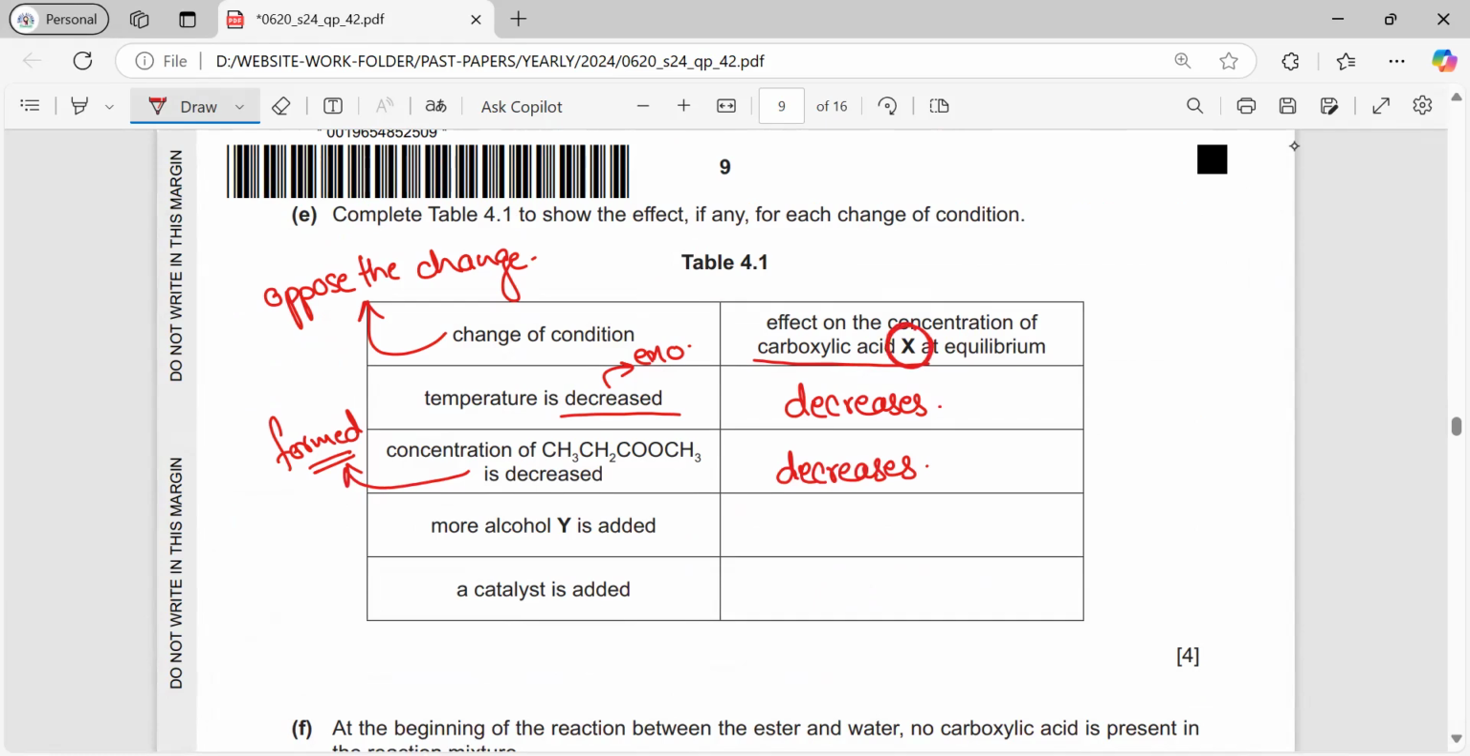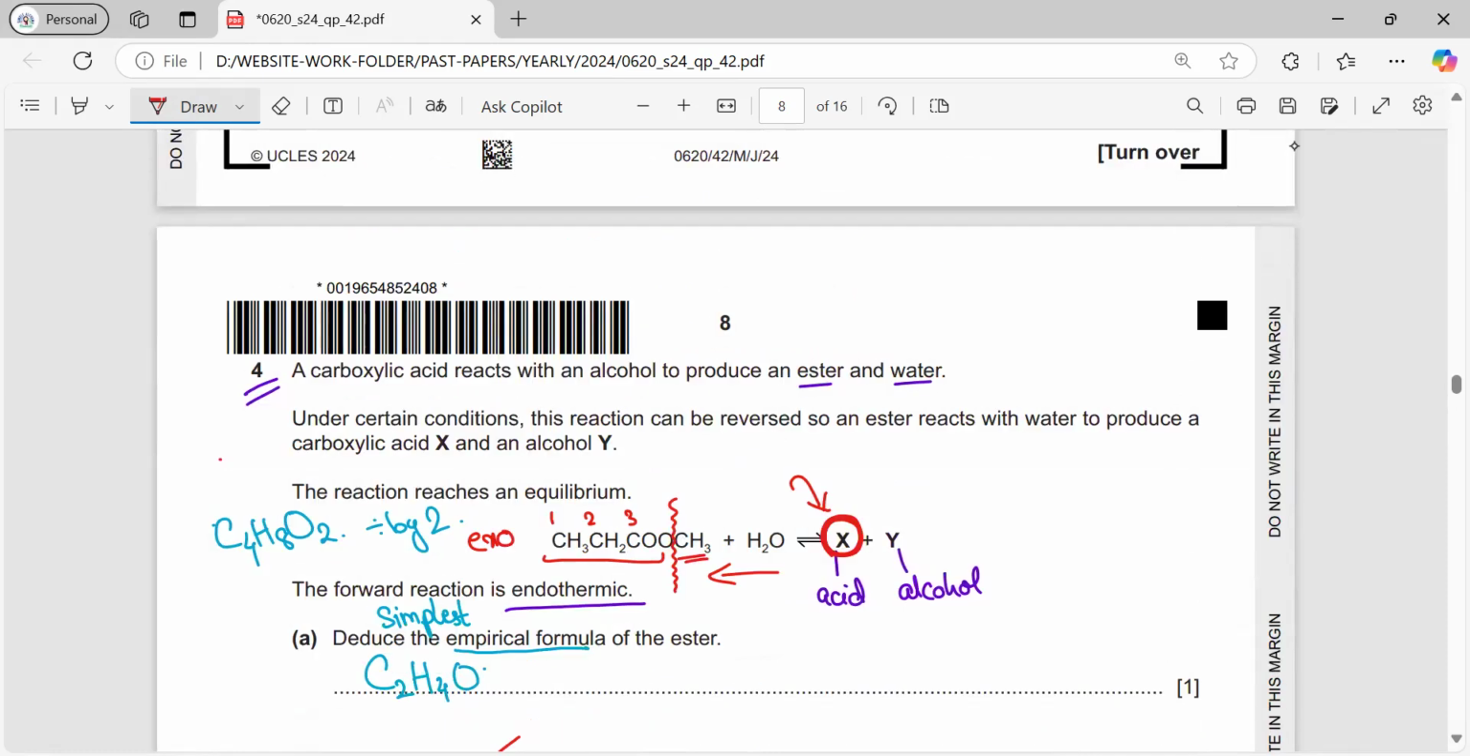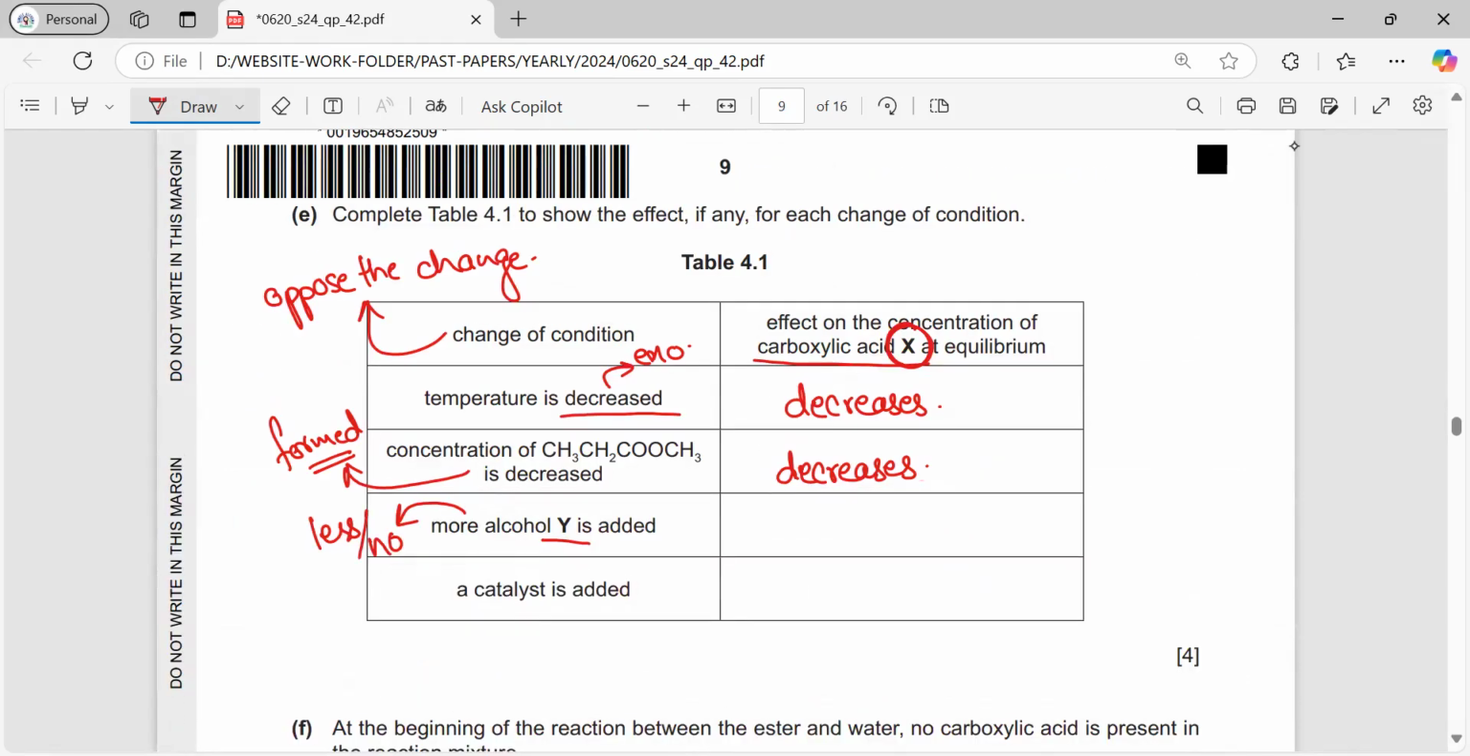If more alcohol Y is added, what will happen? If more alcohol is added, then the system will move towards the side where alcohol is not forming. So the side where the alcohol is not forming is again the backward side. So it will move backwards because in the backward reaction alcohol is not forming. So the concentration of acid, X, again decreases.